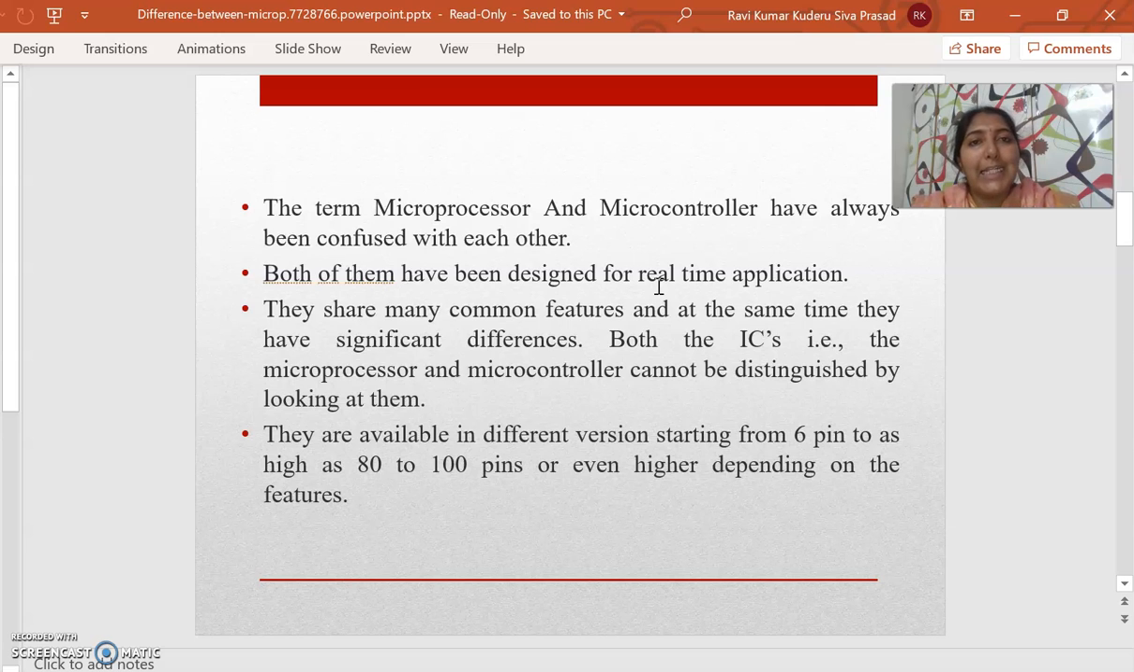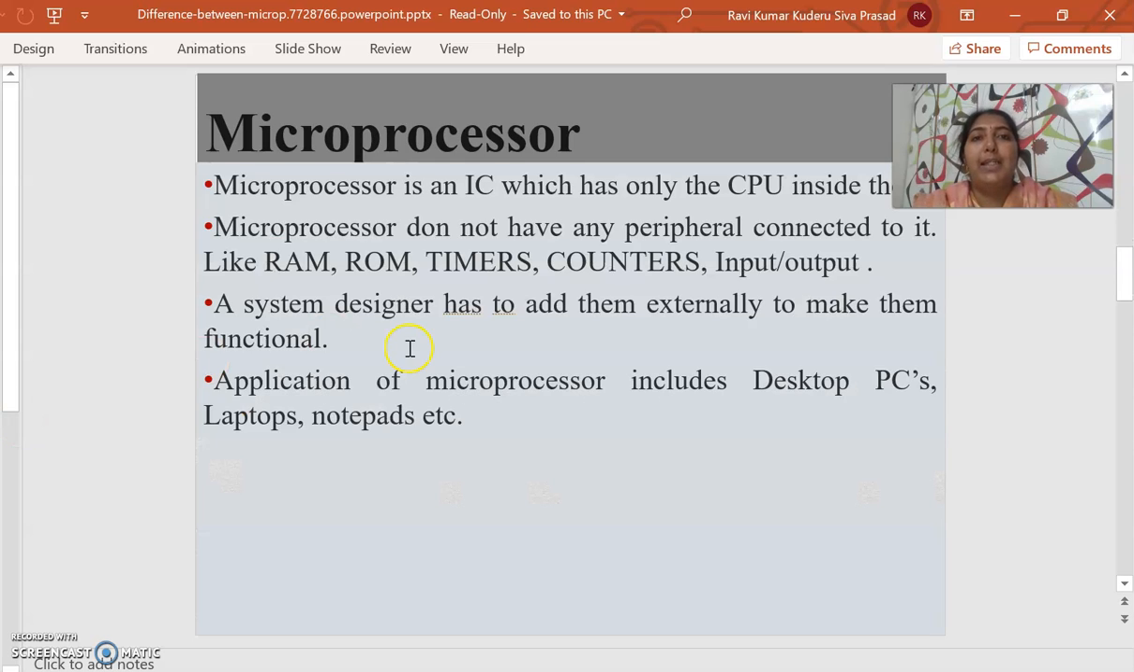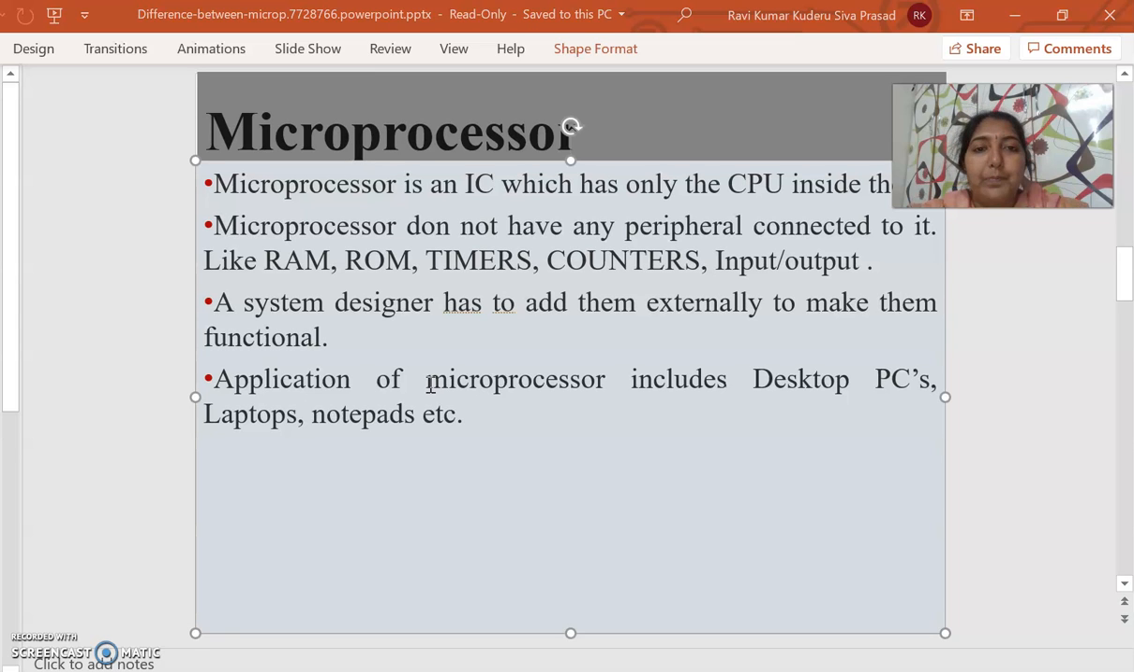And these ICs are available from 6 pins to 80 to 100 pins, where the pins are used to connect the external components. So first, initially we'll see what a microprocessor is. As I already said, a microprocessor is nothing but an IC. A microprocessor is an IC which has the CPU inside.